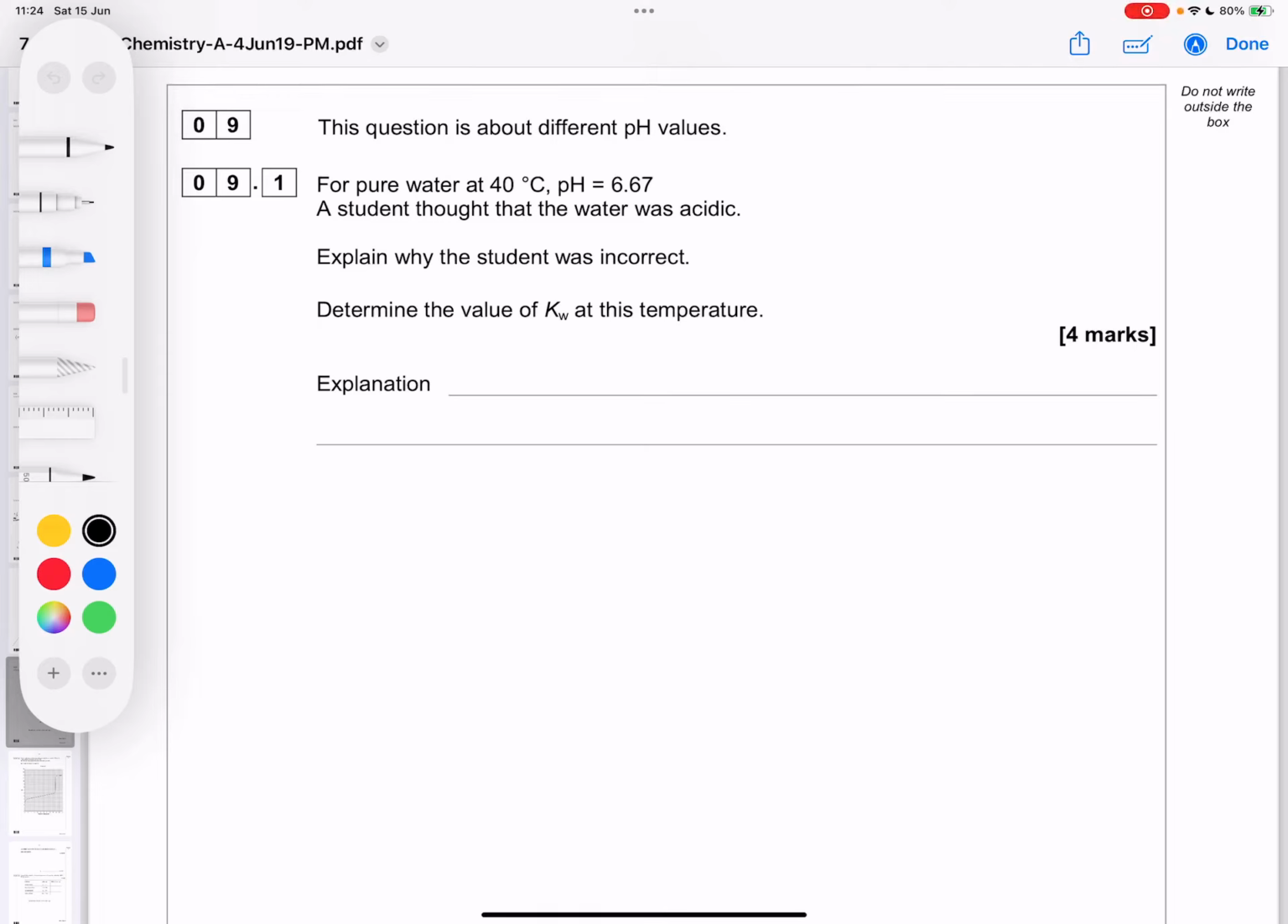This question is about different pH values. For pure water at 40 degrees C, pH equals 6.67. A student thought the water was acidic, possibly because pH was less than 7. Explain why the student is incorrect.